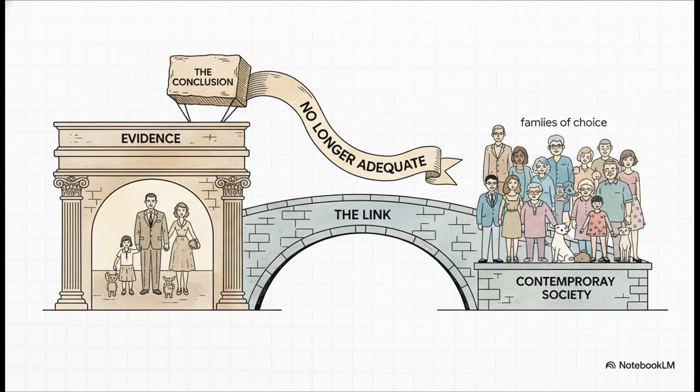And this is where it really comes together. It makes that crucial link to contemporary society by contrasting the old school theory with modern life. Things like family diversity and that fantastic concept of families of choice. And finally, it sticks the landing with a clear conclusion, explicitly saying the functionalist view is no longer adequate. It's a perfect formula. Point, evidence, link, conclusion.